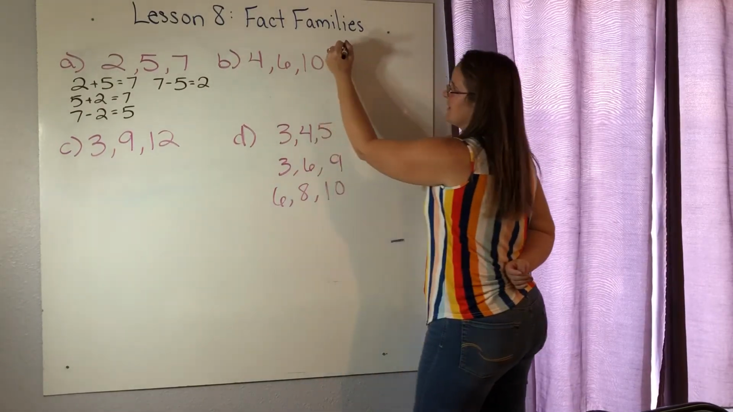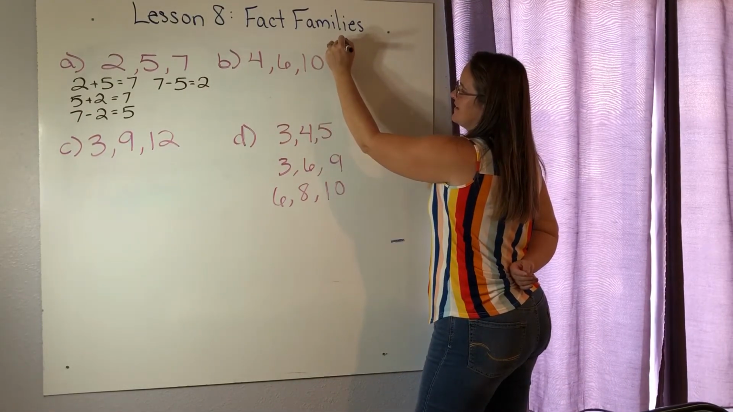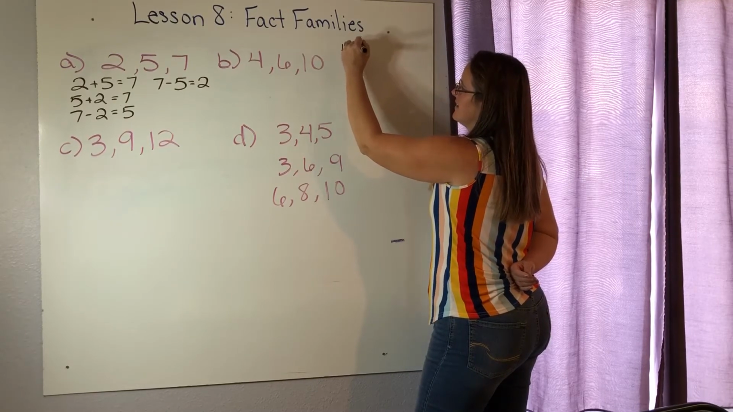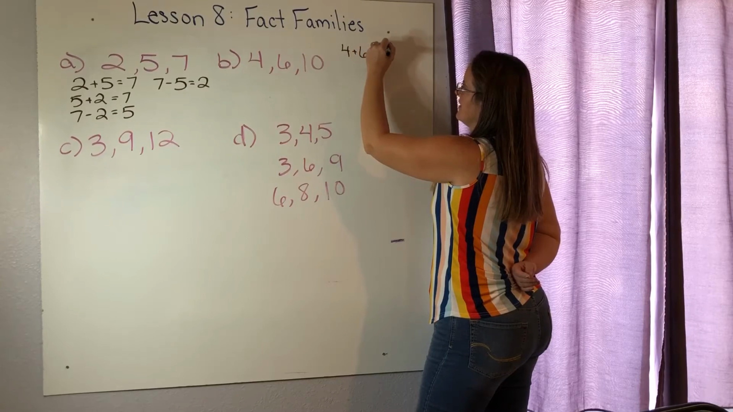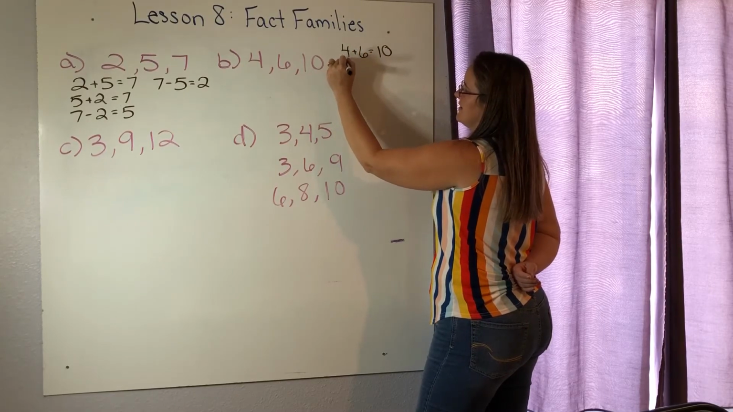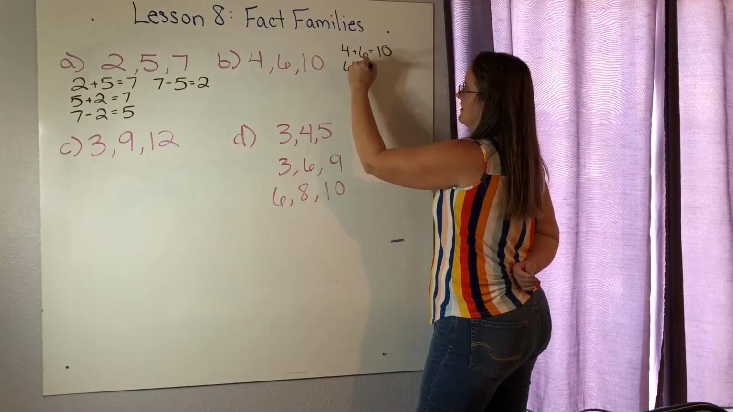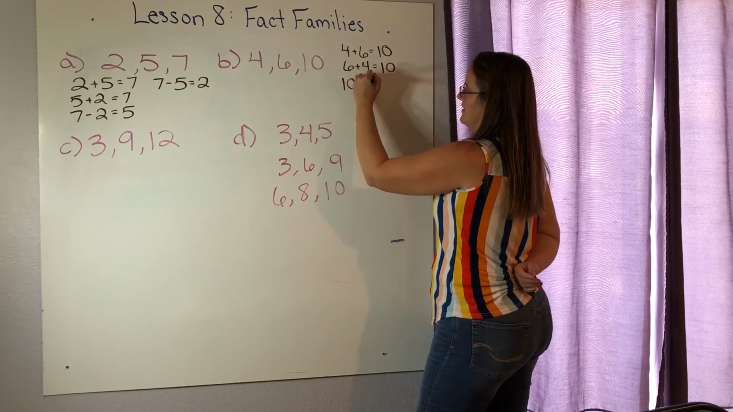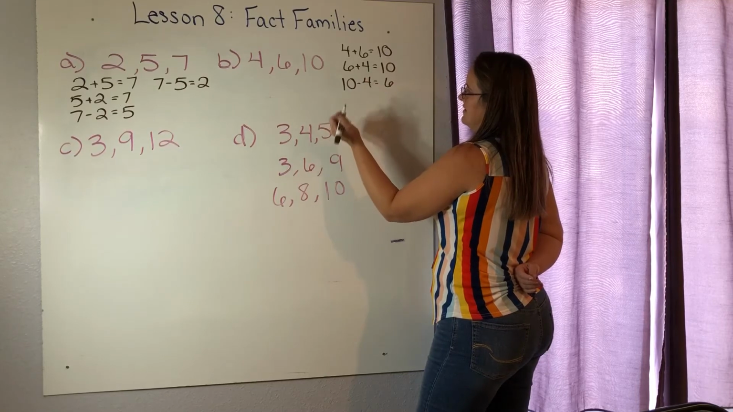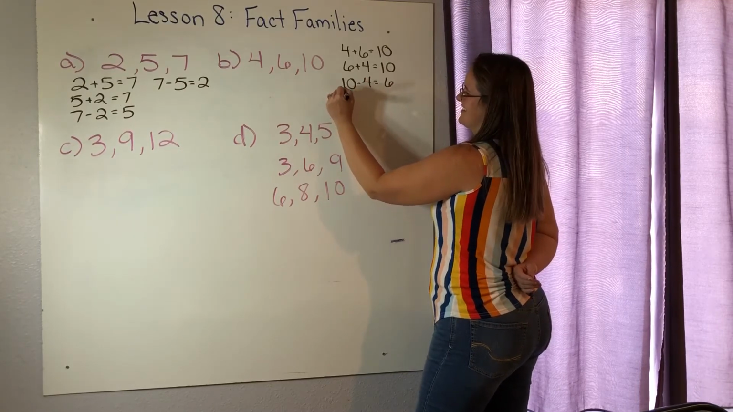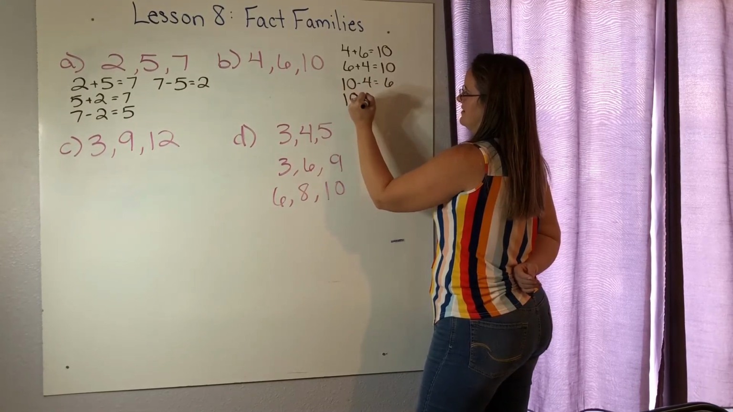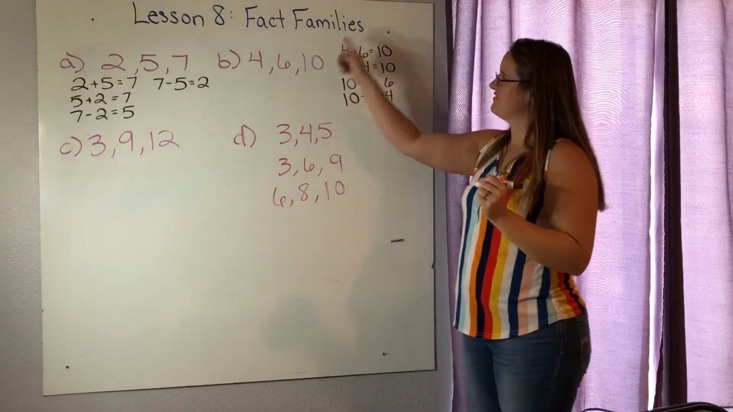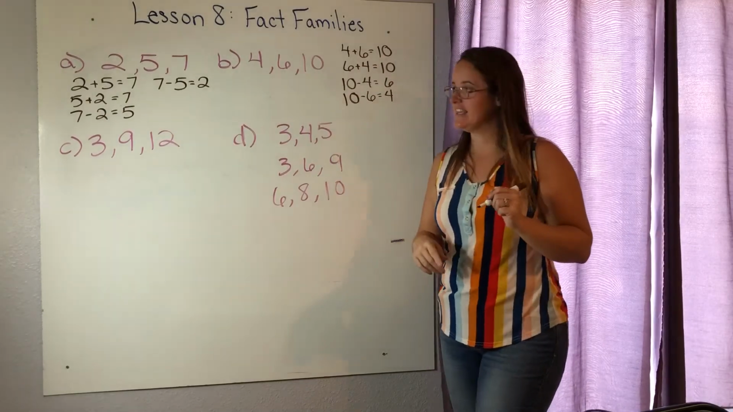What about B? We have 4 plus 6 equals 10, and 6 plus 4 equals 10. 10 minus 4 equals 6. And 10 minus 6 equals 4. Okay, here is our fact family for B.